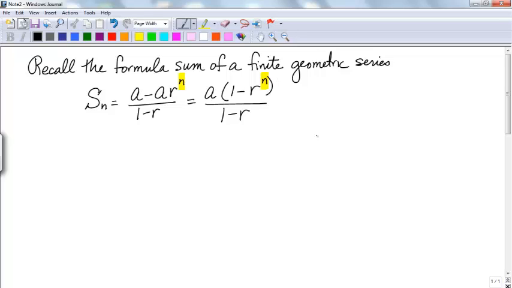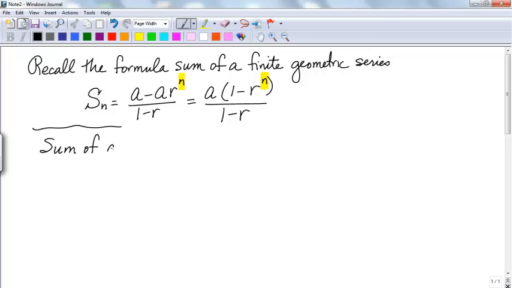Finite means it has an end. They might write it as an infinite with the dot dot dot, but as soon as they say find the sum of the first 20 terms or the sum of the first 15 terms, then they've made it finite, okay, by chopping it off. So this would be the formula you'd use for a finite sum of a finite geometric series.